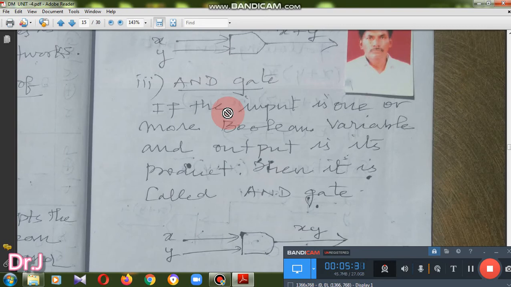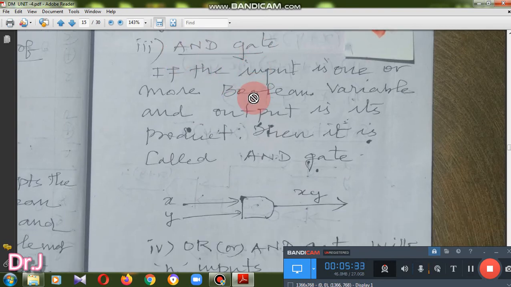Next we talk about the AND gate. The AND gate is nothing but one or more Boolean variables coming in, and the output is the product, or the multiplication, or AND of these variables. Then this particular gate we call the AND gate. So the AND gate makes an AND connective between the incoming variables, and the outgoing variable is the AND of all incoming variables, or the product of all incoming variables.